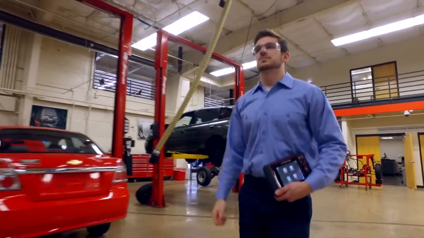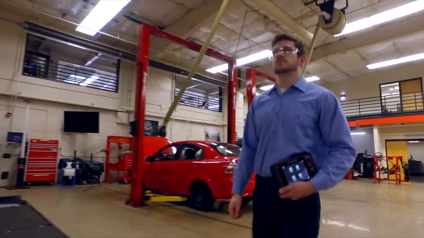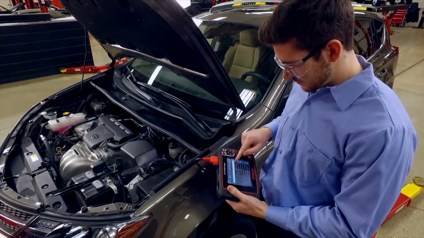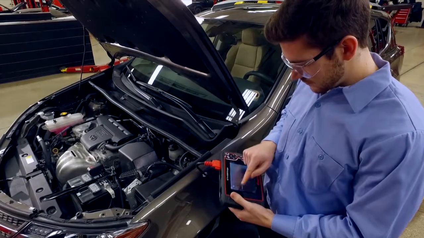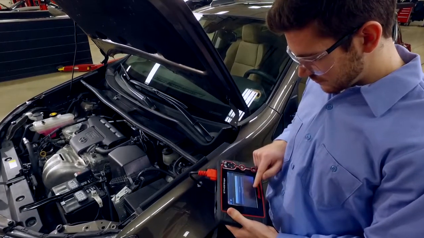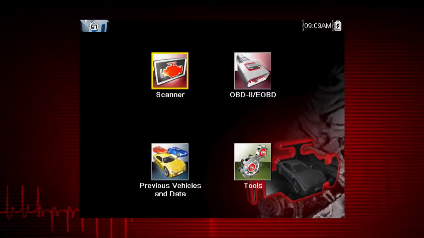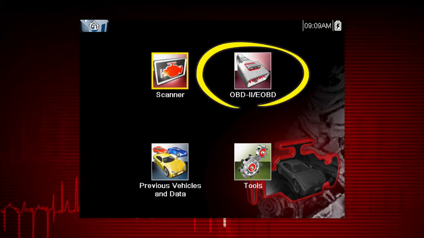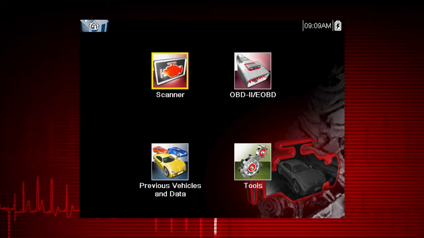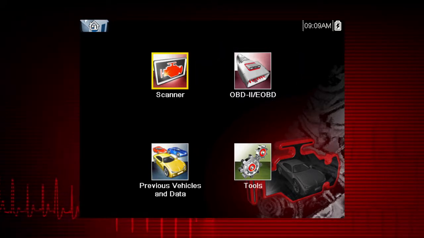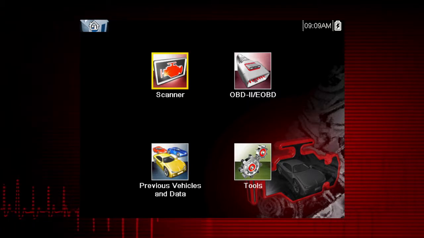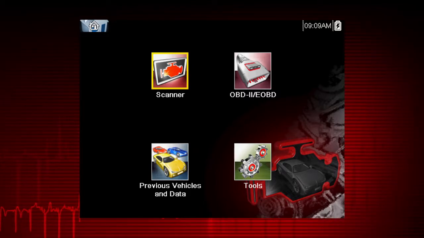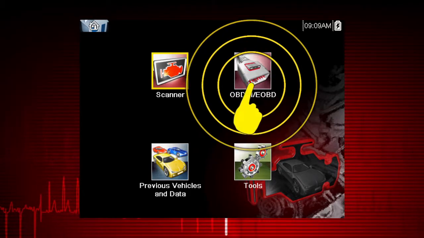Global OBD-II scanner coverage is strictly related to emissions-related coverage and is universal in that all vehicles sold in the U.S. and Canada since 1996 must comply with this standard. All 10 modes of OBD-II are covered by this tool and are accessed by selecting the OBD-II icon on the home screen. All service modes are not supported by all vehicles, so the available menu selections will vary. Note, some vehicles do not support all 10 modes, so results will vary.